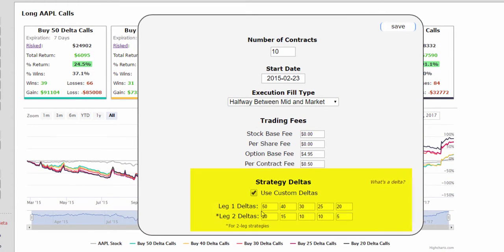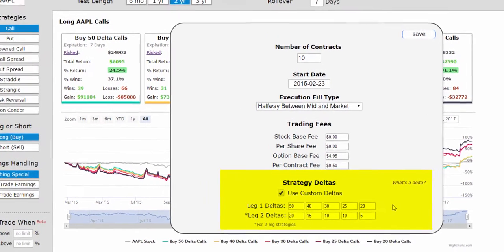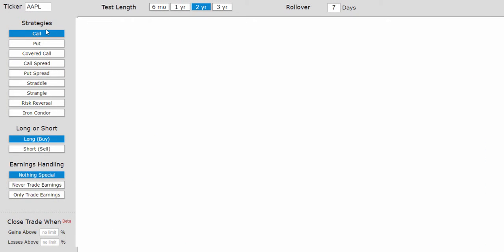I'm generally not trading in the money options. For single leg strategies, I want to look at the 50, 40, 30, 25, and 20 deltas. So that's at the money and then going to out of the money. And then these are my second legs. Then I just look real basic.